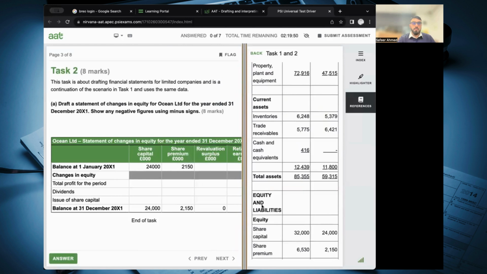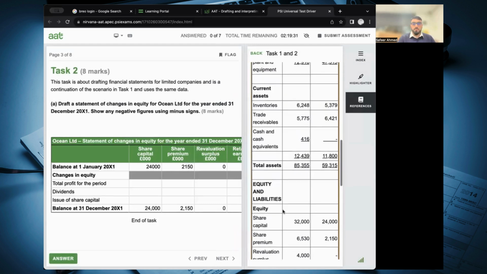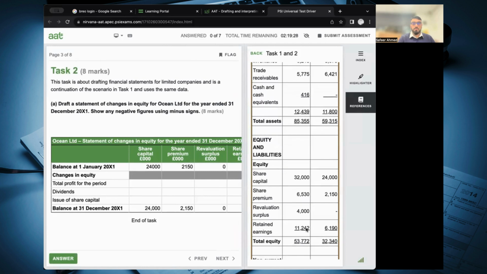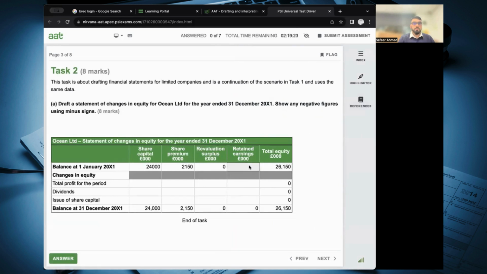Okay. And so I will write here 0, but please be mindful in exam, only write 0 if you're instructed to do so normally. In other words, keep an eye on the instructions on each of the tasks. Now the retained earning of last year, if I scroll down a bit, you can see this retained earning of last year was 6190. Okay, so those are the opening values we entered.